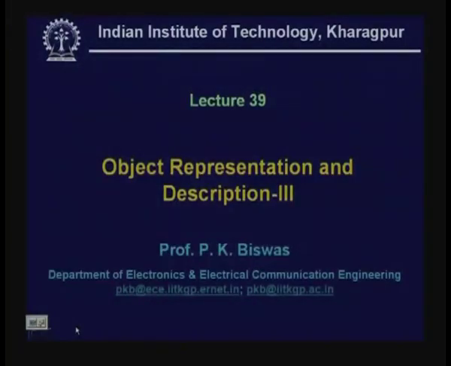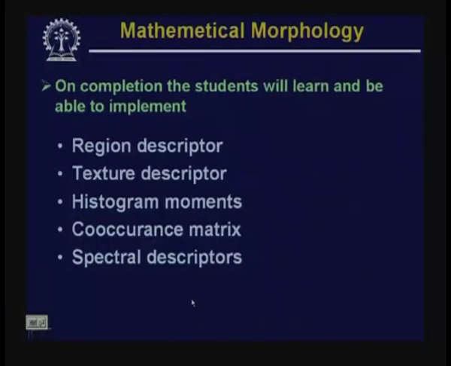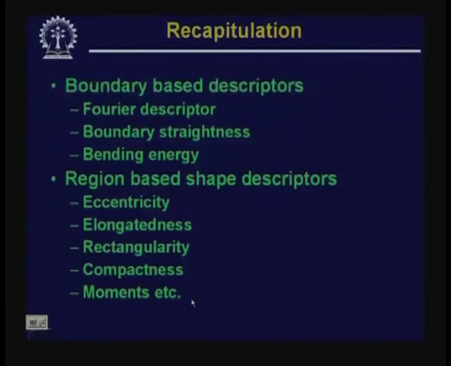For the last two lectures, we have started discussion on the last phase of the image understanding process, that is, representation and description of the regions present in an image. Till our last class, we have found some descriptors which we have said are shape descriptors, and these shape descriptors can be obtained either from the boundary of the region or from the region itself.